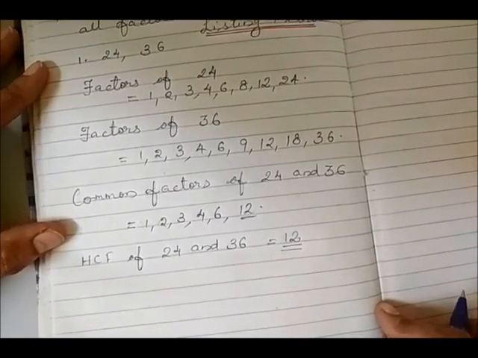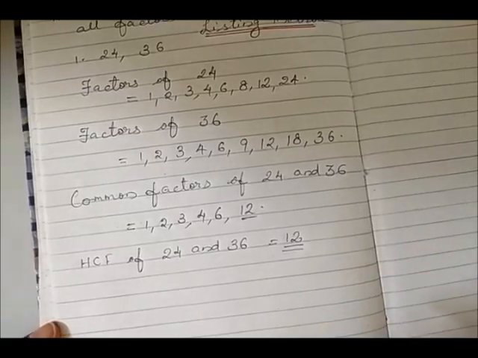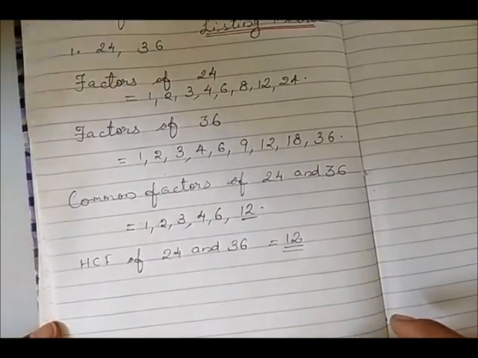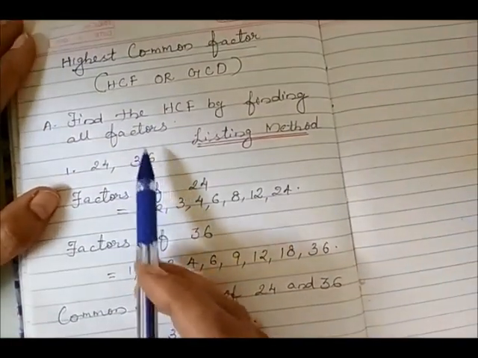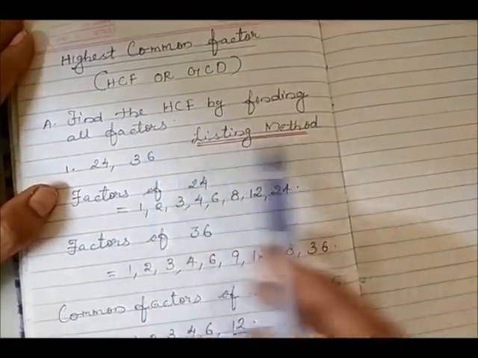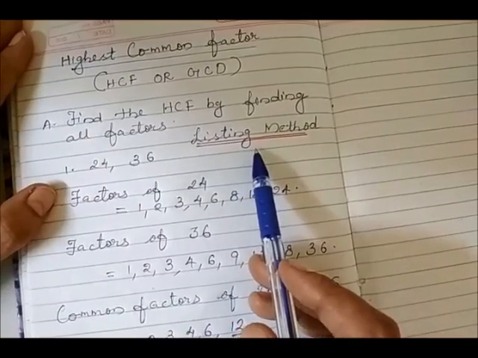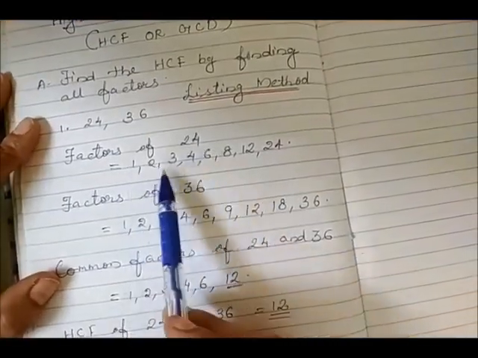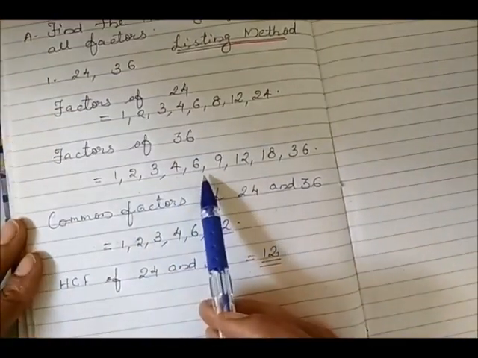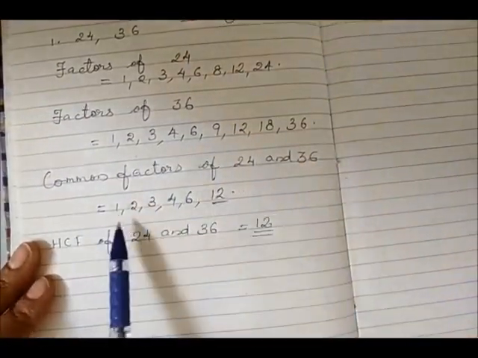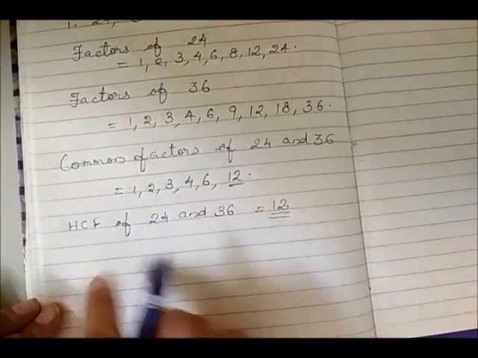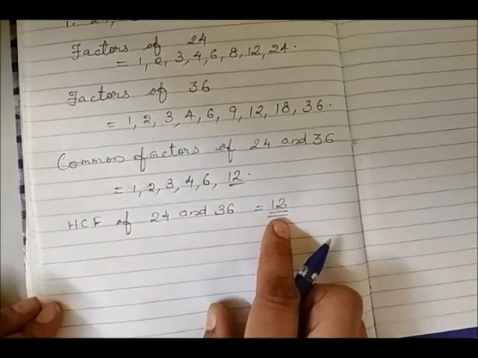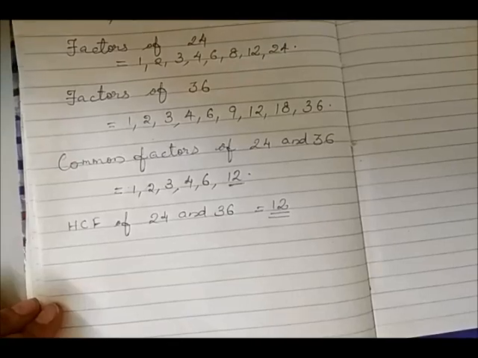Okay, it is an easy method, but when you find HCF and LCM, one thing you have to remember: you have to do it very, very carefully. That's it. Clear? So I will explain it again. Our question was find the HCF by finding all factors, that is, through the listing method. So first we have taken the factors of 24, then the factors of 36. And from this you have taken out all the common factors, and you have to write here HCF, that is the highest common factor, that is 12. Clear?